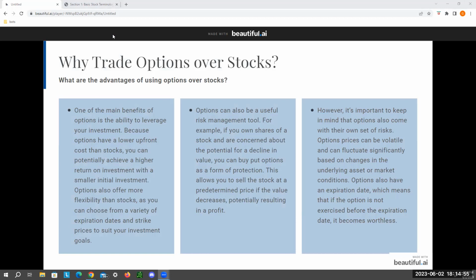Options can also be a useful risk management tool. For example, if you own shares of a stock and are concerned about the potential for a decline in value, like I said before, you can buy put options as a form of protection. This allows you to sell the stock at a predetermined price if the value decreases, potentially resulting in a profit.